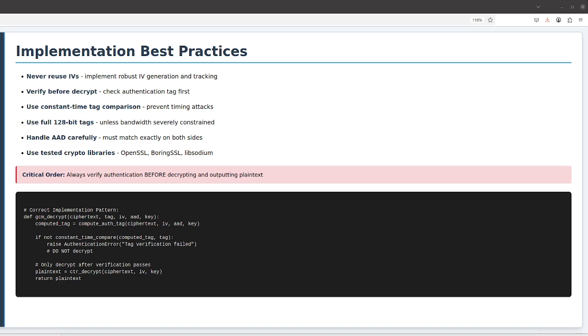Fifth, be careful with AAD handling. If your protocol uses AAD, make sure both encryption and decryption use exactly the same AAD. Any mismatch will cause authentication to fail. The AAD must be available to the decryption side, either by transmitting it or by reconstructing it from context. In network protocols, AAD often comes from packet headers that are already available.